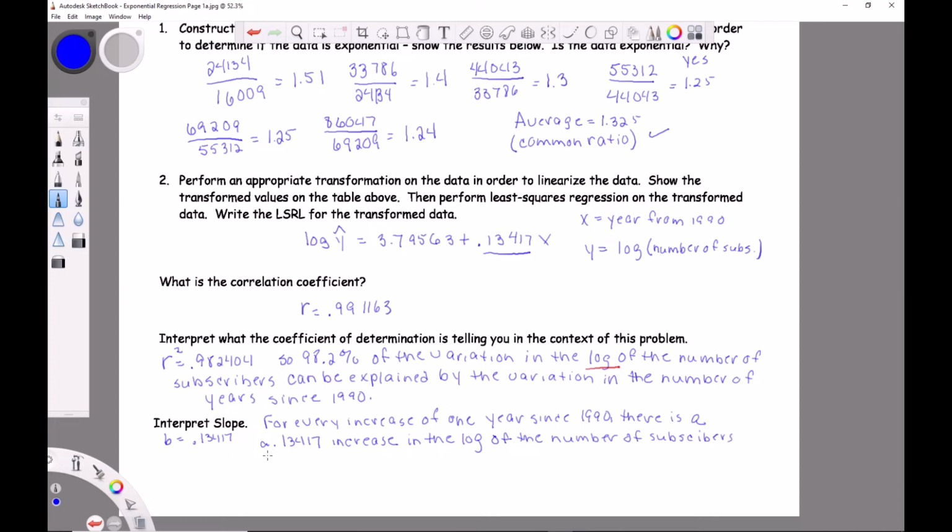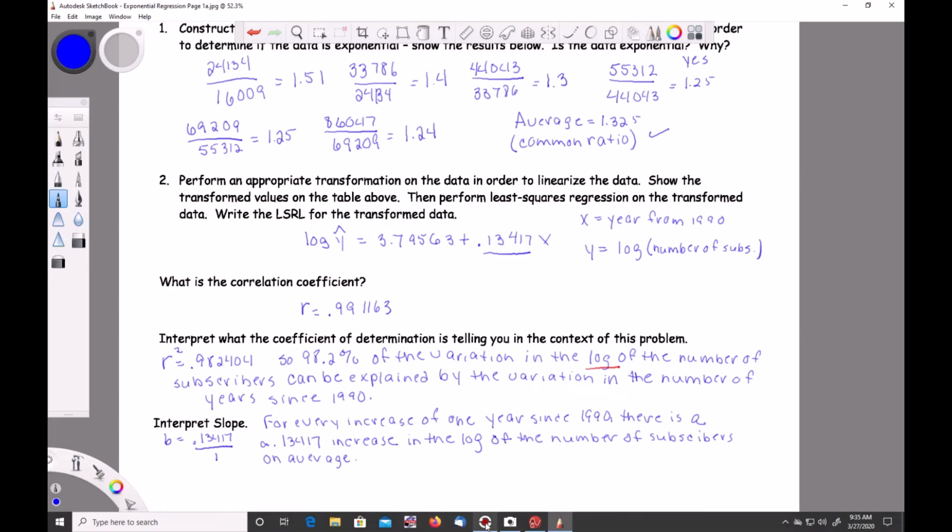On average. All right, sorry about all the writing. Just remember, you can always put any slope over 1, and so that's your change in y over change in x. So as each year increases by 1, you get that much increase in the log of the number of subscribers. All right? So let's go ahead, and I'm going to pause again because I need to change out.